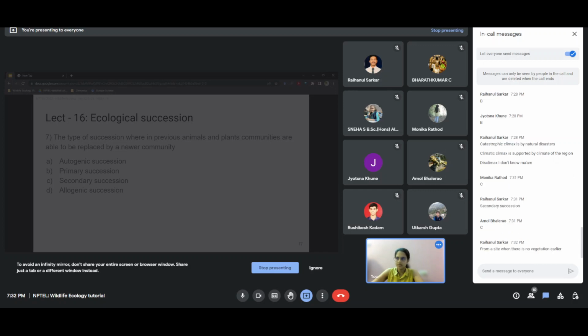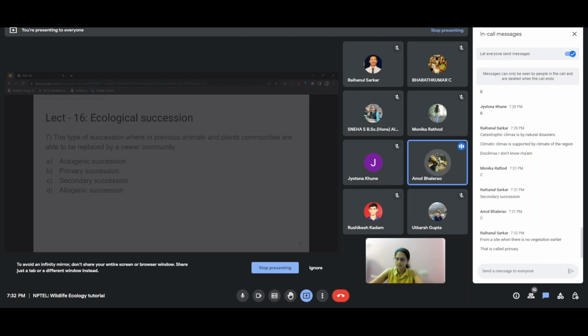Sorry, go ahead, Amul. Secondary succession occurs after deforestation, for example. Sure. I think that's a good example as well. And forest after fire, yeah, Amul. That is another good example. And what about autogenic and allogenic succession?